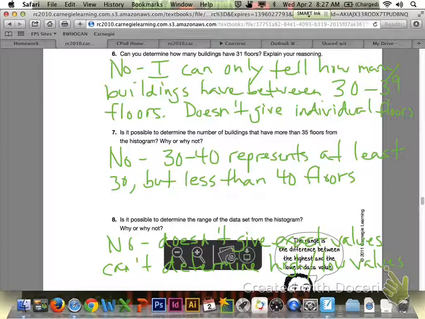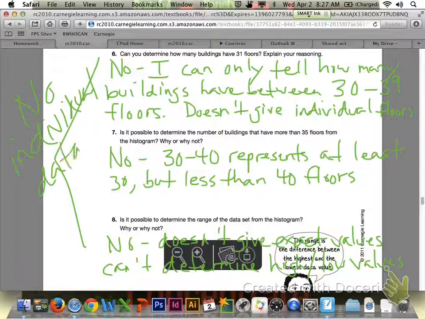I think the biggest thing to understand in all 3 of these is that you have to realize no individual data is given. And like we talked about earlier, that's the biggest difference between the bar graphs that we discussed earlier and the histograms that we're discussing now.